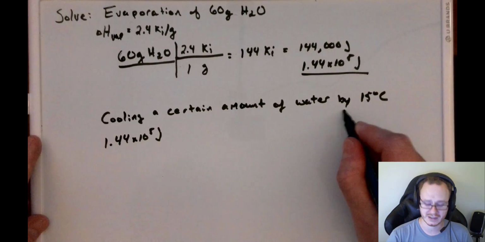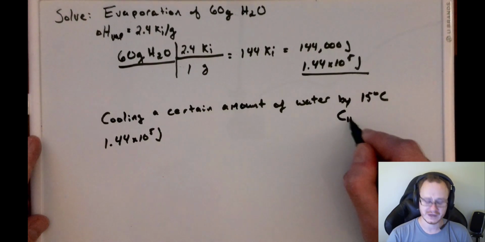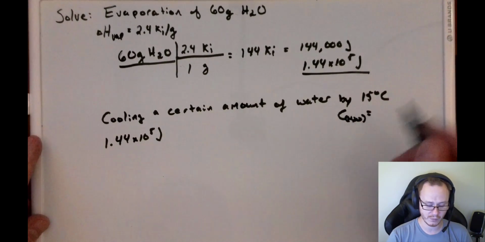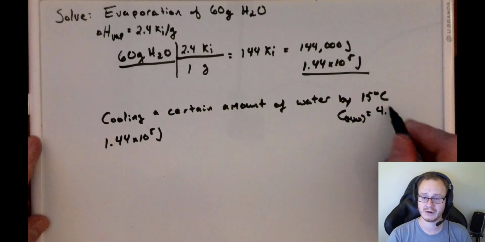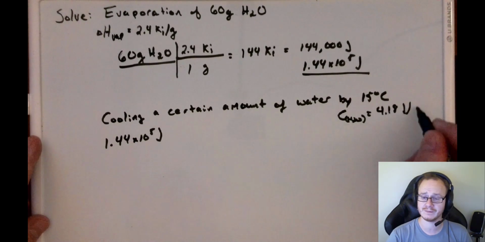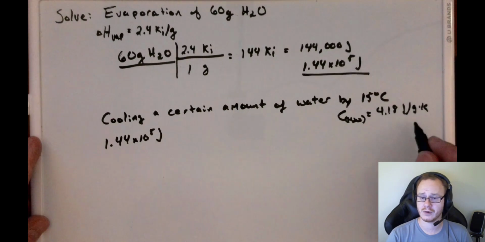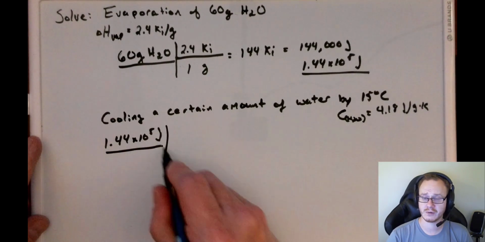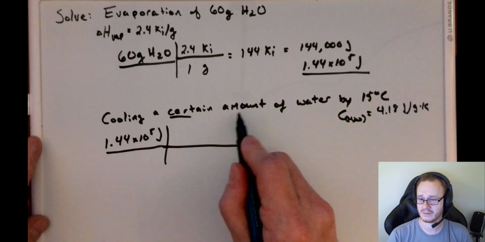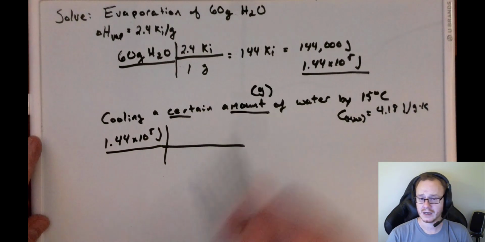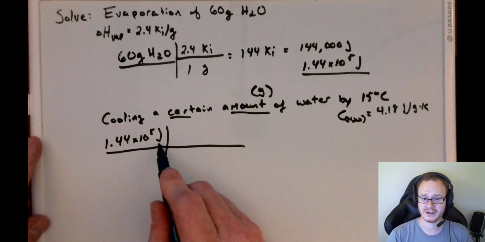Using the specific heat this time. Remember, the specific heat of water is actually 4.18 joules per gram degree Kelvin. That's what was given to us in the problem. So here we're going to need and ultimately lose 4.18 joules of heat for every gram. I need grams in my final answer here.